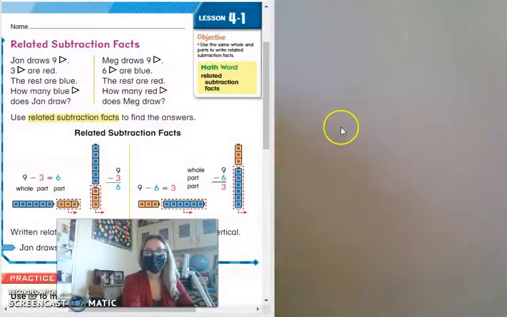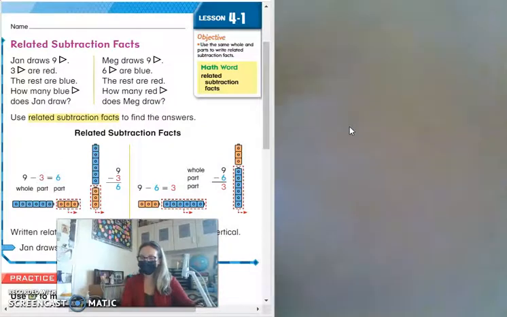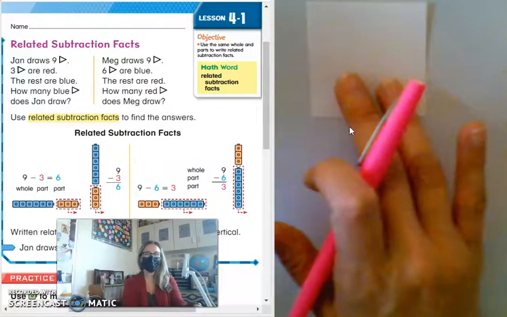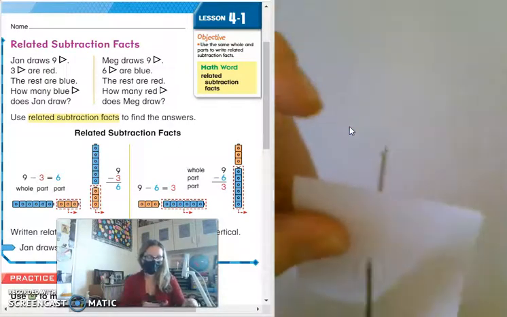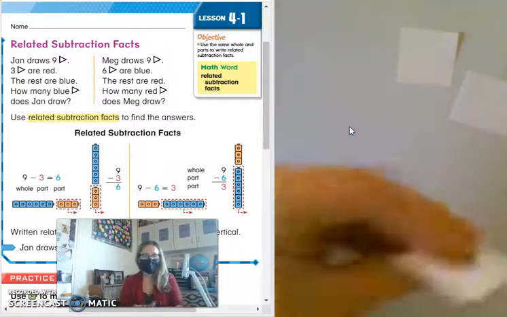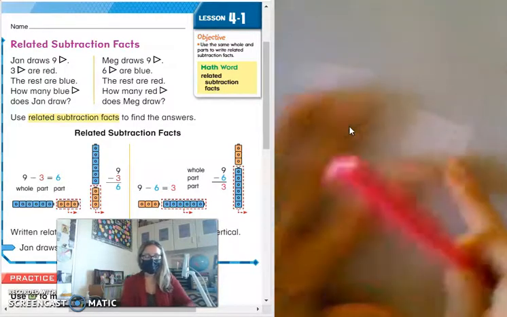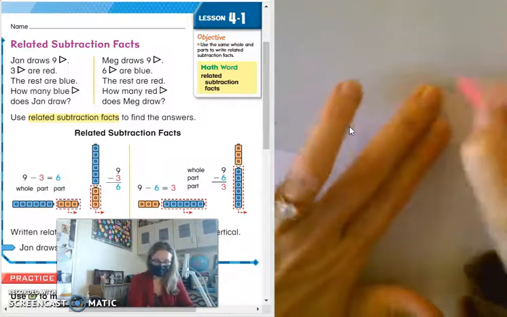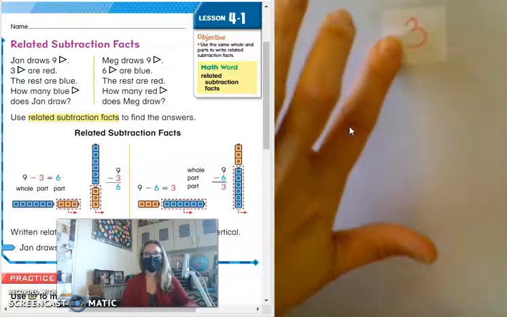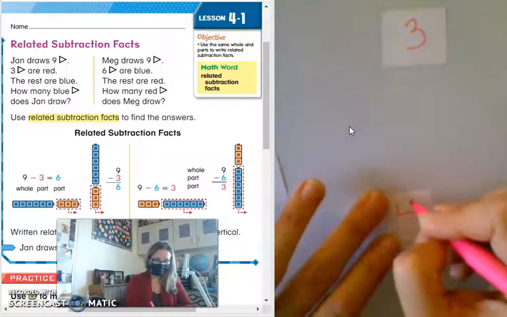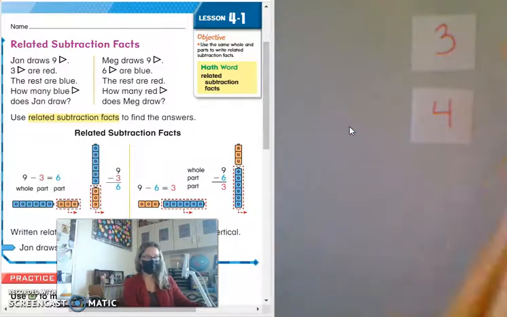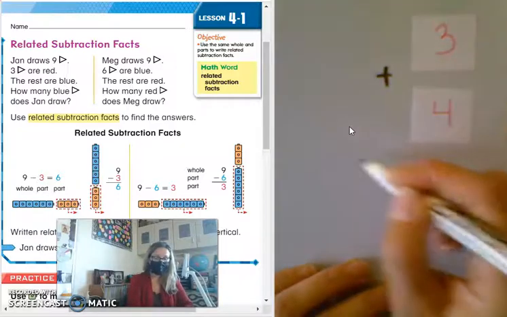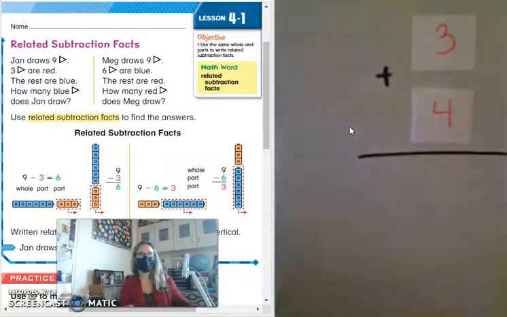So let me make myself smaller here for a minute and show you over here on this side of the screen kind of what I mean by that. Okay, so one of the things we said was that when we had two parts, I'm going to take this paper here and I'm going to zippy-zoo it into 4 pieces here. Okay, I have 2 parts. So let's say that one of my parts is a 3, and then another one of my parts is a 4. If I were to make this an addition sentence and I had 3 plus 4, raise your hand if you know what my whole would be.